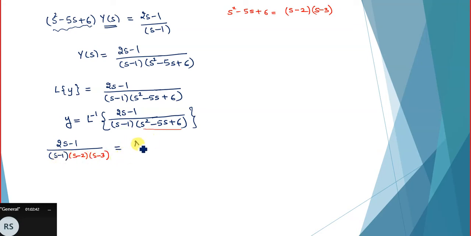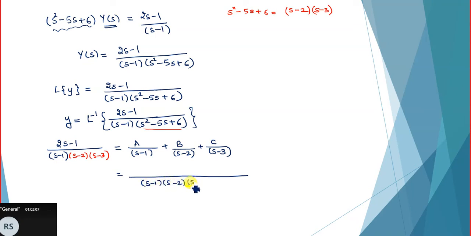So by the rule of partial fractions, a over s minus 1, plus b over s minus 2, plus c over s minus 3. One constant corresponding to each linear factor. Now again we have to simplify. So we simplify like s minus 1, s minus 2, s minus 3. This will be the denominator. We look for the terms with a, with b and with c. Okay, this is what we are writing for 2s minus 1 over s minus 1, s minus 2, s minus 3.